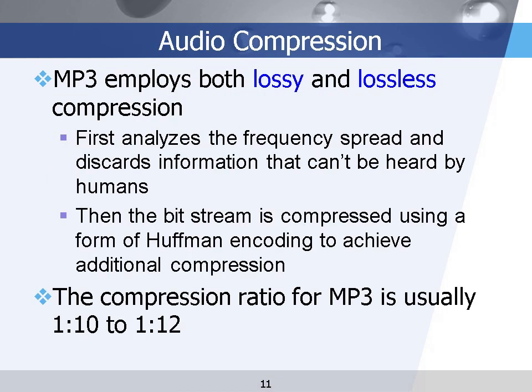For audio compression, MP3 is an important technique. It employs both lossy and lossless compression. It will first analyze the frequency spread and discard information that cannot be heard by humans, because human ears can only hear a range of frequencies. If the frequency is out of the range of the human ear, then it is not necessary to hold this information. Then the bit stream is compressed using a form of Huffman encoding to achieve additional compression. The compression ratio for an MP3 file is usually 1/10 to 1/12.